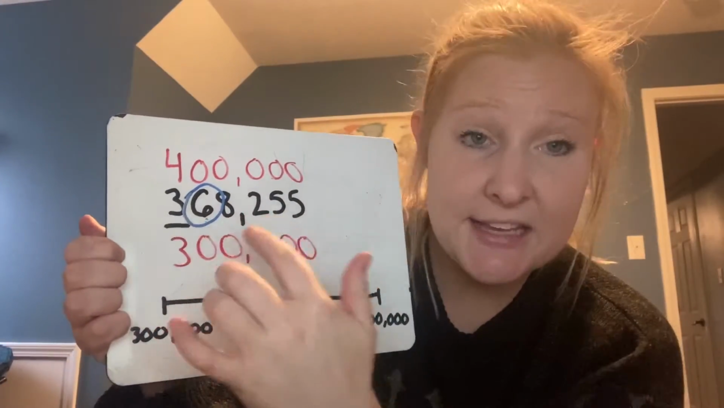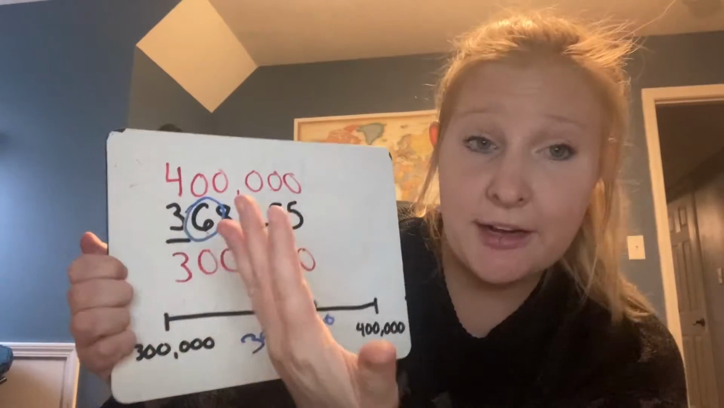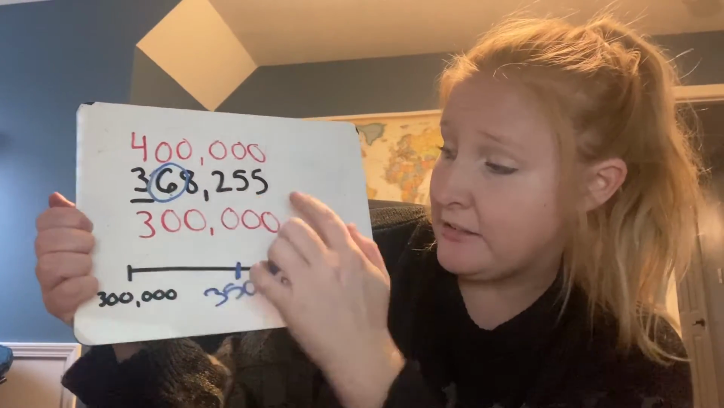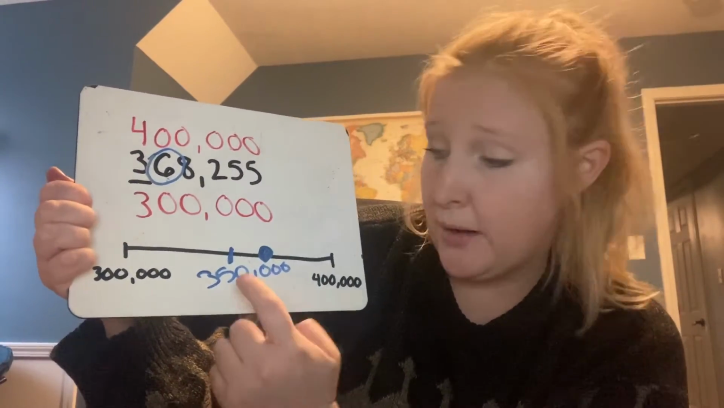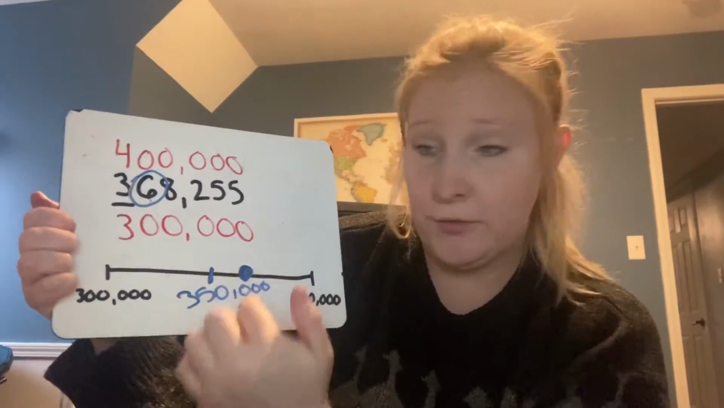So 6 is greater than 5. 5 or more, add 1 more. 6 is greater than 5. And you can also see on the number line, 368,255 falls after that 350,000 benchmark. 5 or more, add 1 more. We're getting into this top bracket over here.